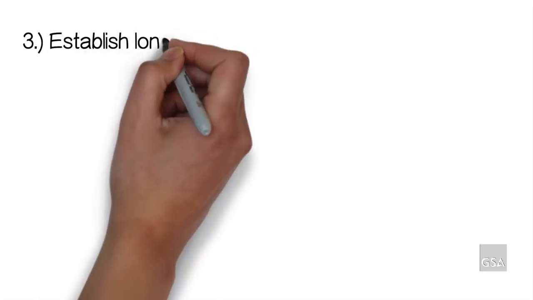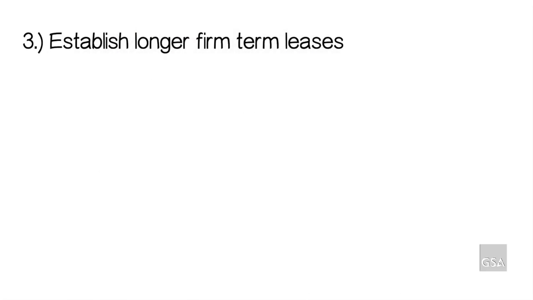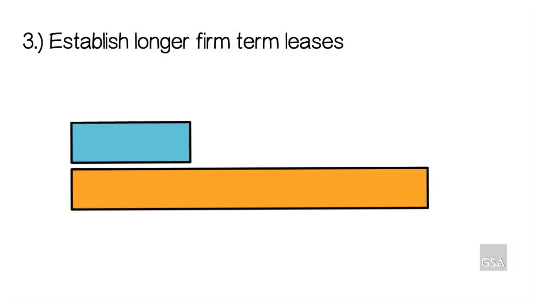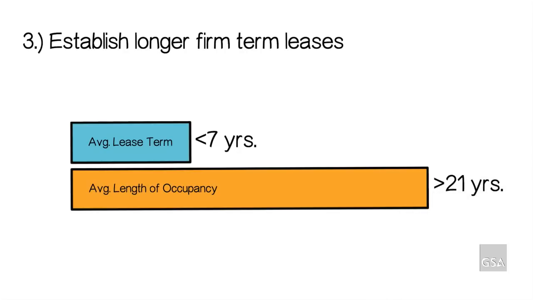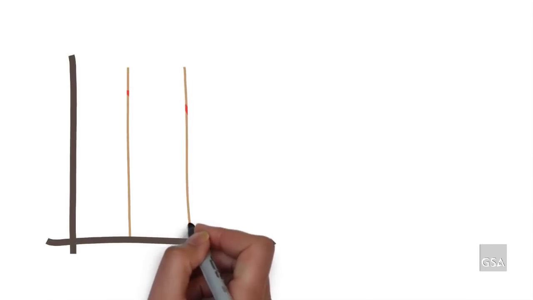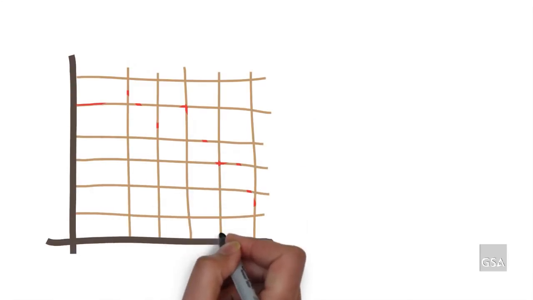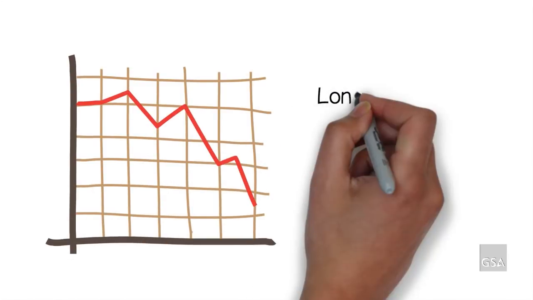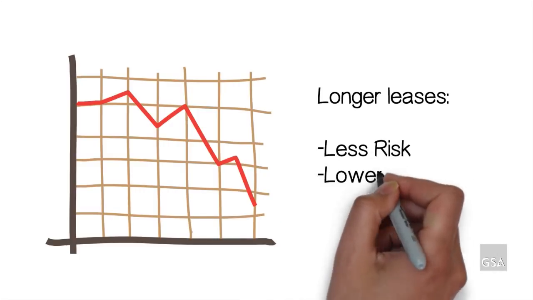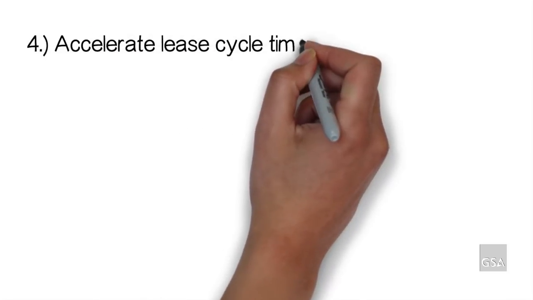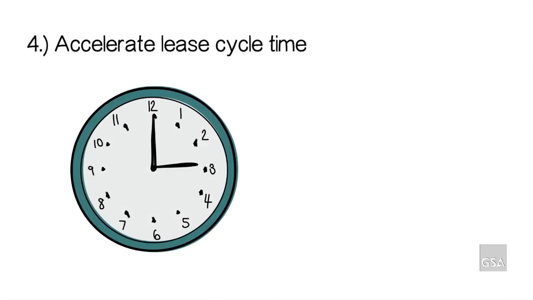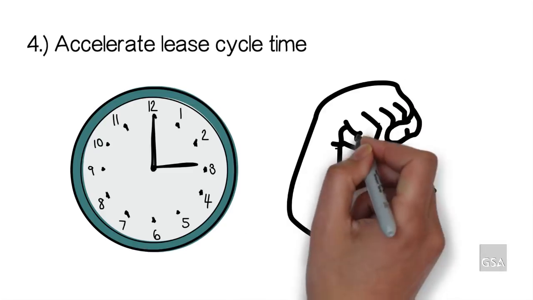Third, GSA is striving to establish longer firm-term leases in order to negotiate the lowest lease rates. The average term is under 7 years, while the average length of occupancy is more than 21 years. With proper planning and research on market dynamics, customer trends, and the federal presence in any given locality, longer lease deals may result in less risk and lower rates, leading to potentially substantial cost avoidance for customer agencies and the taxpayer.